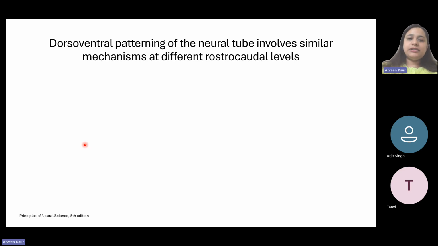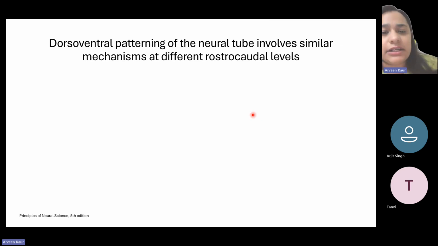So let us now look at the dorsoventral patterning of the neural tube, which involves similar mechanisms at different rostrocaudal levels, right? What does this particular line mean first? So what was rostrocaudal? It was facing the nose and facing the back or the tail, right? What is dorsoventral? Dorsoventral is the top of the head facing the sun, the bottom of the head facing the ground, right? That is dorsoventral.